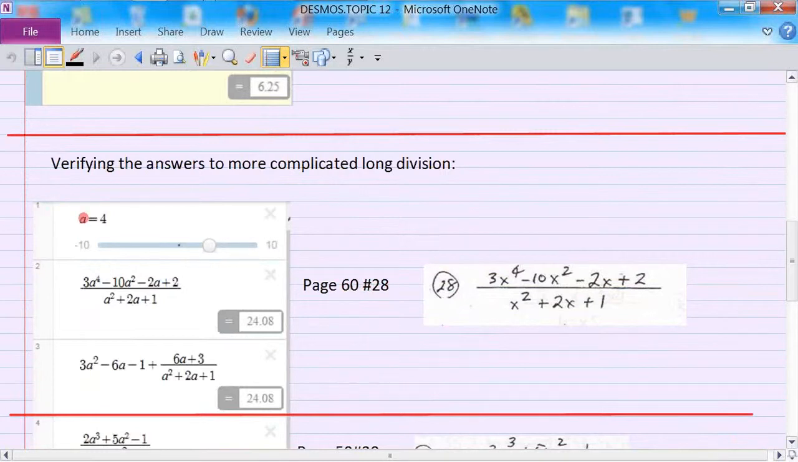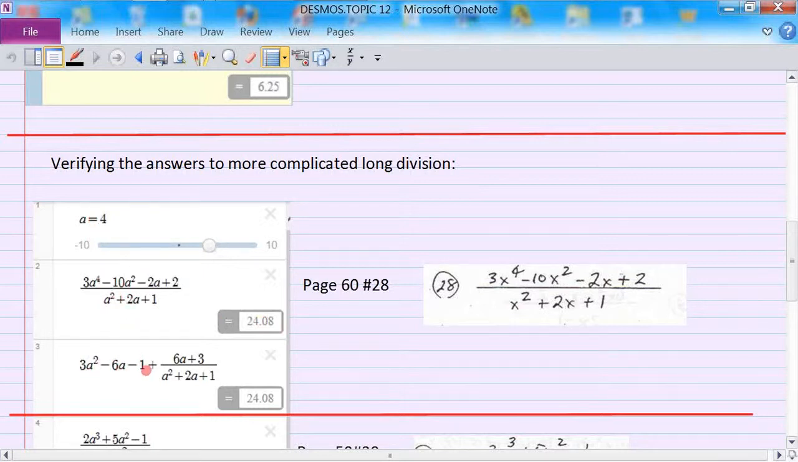Now, we go to more complicated functions, such as page 16, number 20, this problem. We're going to use in Desmos a equals 4. Remember, we can't put this in because Desmos won't recognize this, and gives us an error message when the power of x goes too high. So we're going to replace the x with the letter a, but this expression is identical to this one. And if we do that, we get 24.08 when a is 4.